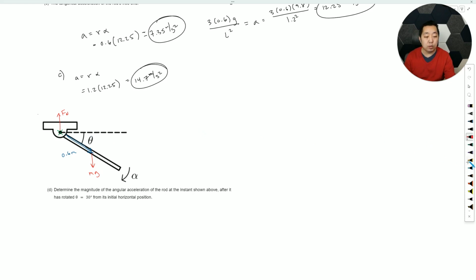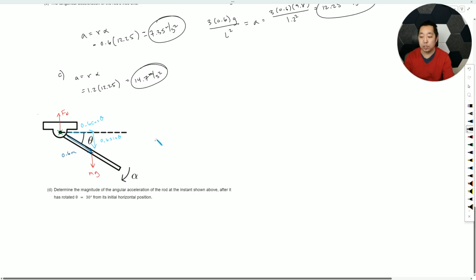We'll use blue. I have to decompose this into a horizontal and vertical component. This is 0.6 cosine theta, and this is 0.6 sine theta. I only care about the component that's perpendicular to the gravity. It's easy to make the mistake of thinking, oh, I'm going to use sine theta because that's the formula. No. We want the component of R that's perpendicular to the gravity. That's how the torque is calculated.